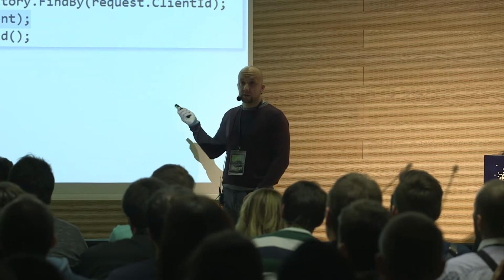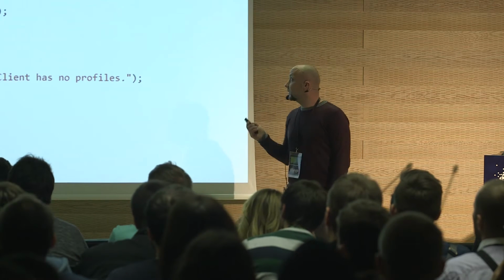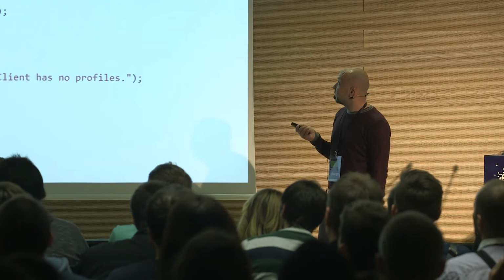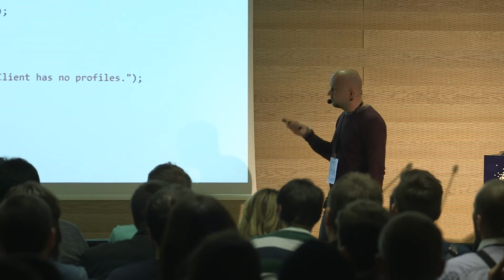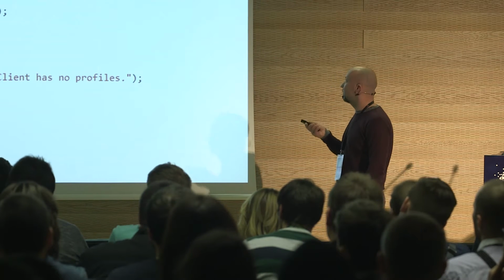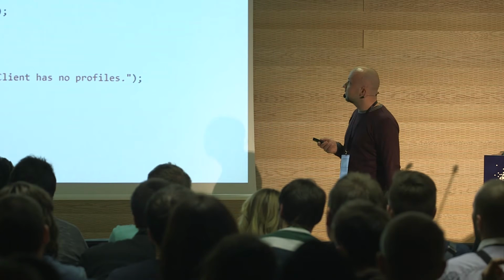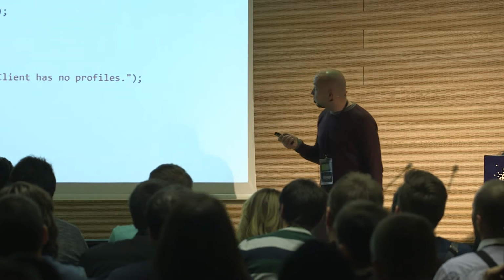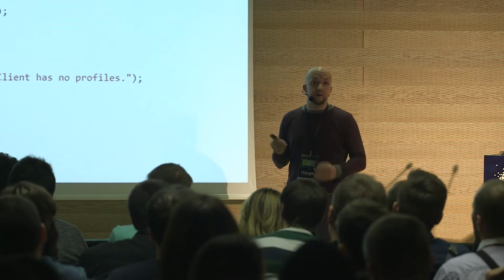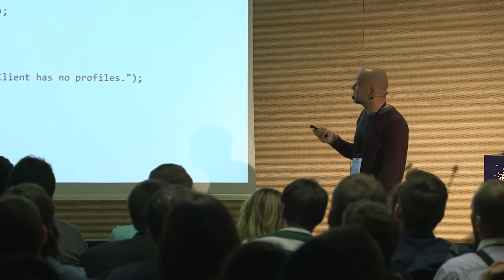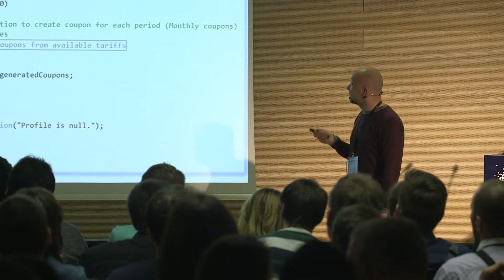If we look at it in a more detailed view, we will see it consists of three methods. One for generating coupons for client, where we have to go through each profile and generate coupons for each of those profiles. As you can see, we are constantly checking if this is null, or anything else is null or has something in it. The other method is to generate coupons from tariff.